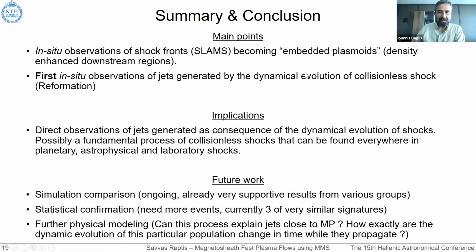Thank you very much, Sava. Very interesting work. The magnetosheath has become a very interesting region. So we already have one question from Tassos Anastasiadis. Oops, sorry for removing that.